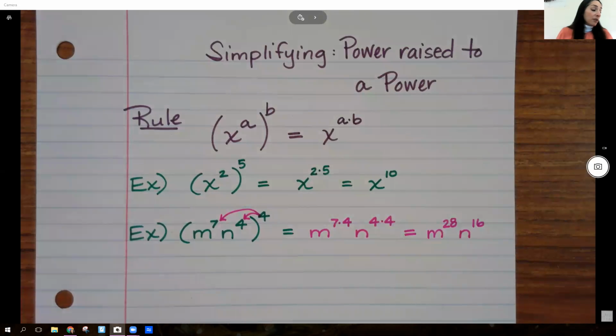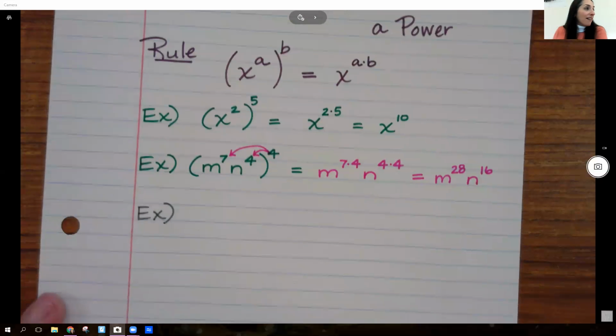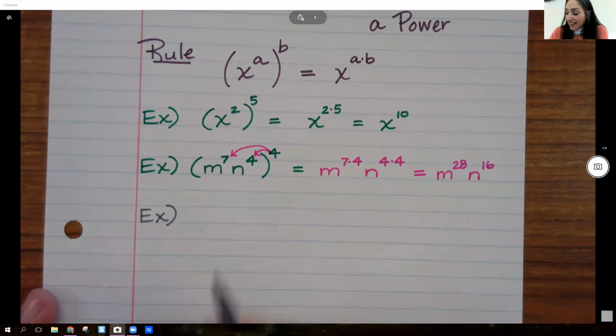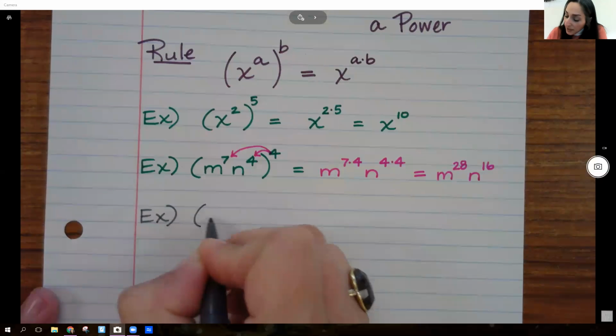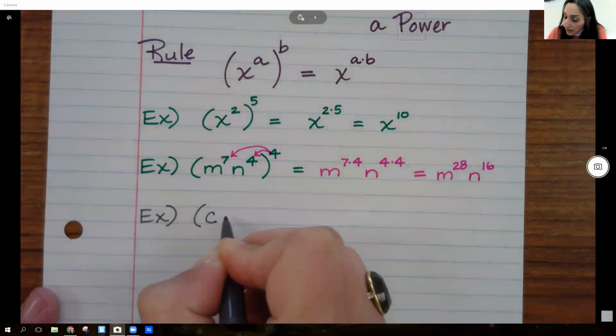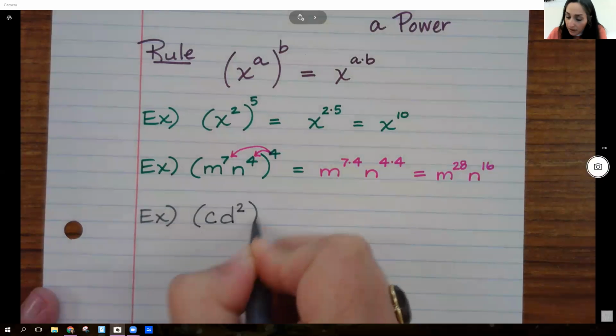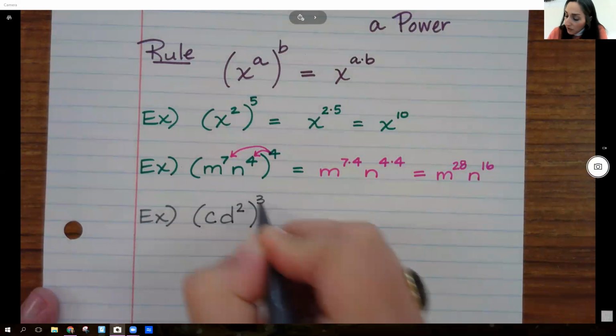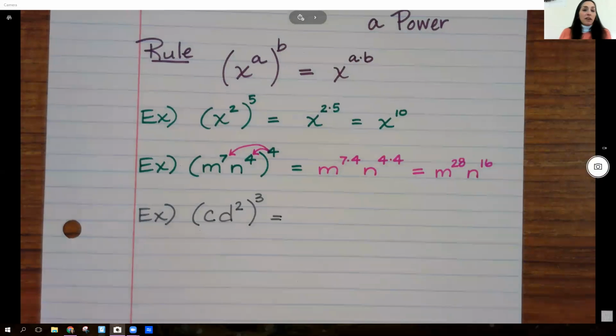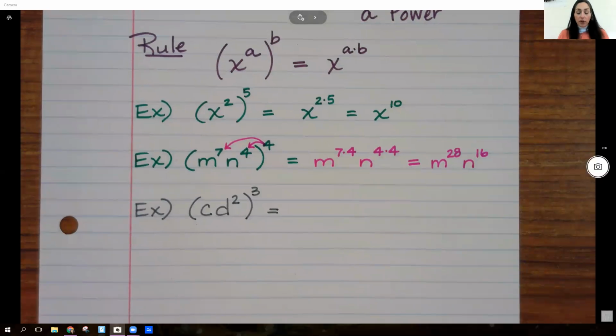All right, so let's try another one. I'm just going to start making it more and more interesting, I guess that's how I will describe it. So what if you have something like this? c d squared raised to the 3rd power. So it's very similar to the one that you had before.